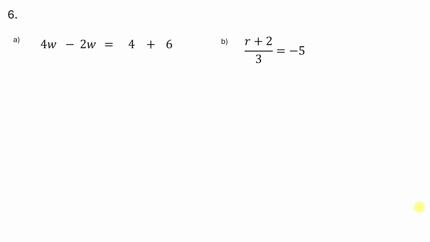Now we have our variables on the left and our numbers on the right. 4w minus 2w equals 2w, and 4 plus 6 equals 10. If 2 times w equals 10, then w by itself equals 10 divided by 2. W ends up being 5.